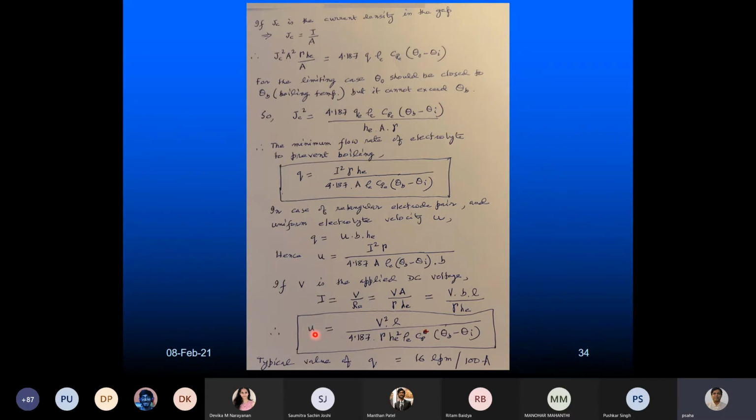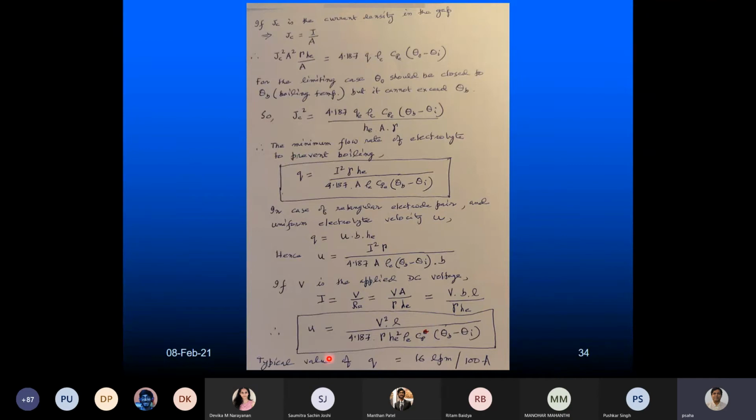Okay, the limiting case: minimum electrolyte flow rate to avoid boiling. So this is the value: V square into L into 4.187, because we are converting everything from calories into joules, into gamma into He square into rho into Cp into theta B minus theta Y. So if we are able to find this out, we will be able to avoid boiling in the interelectrode gap.